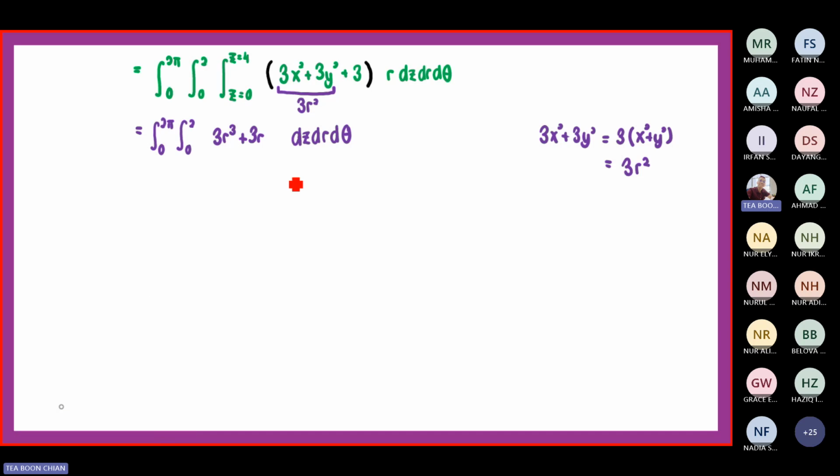First, we want to integrate with respect to z. 3r to the power 3 plus 3r, there's no variable z here, so they are just treated like a constant. Oops, again, I always forget the other integral here, from z equals 0 to z equals 4. So 0 to 2 pi, integrate 0 to 2, integrate with respect to z. 3r to the power 3 plus 3r, put aside. Now I return the variable z here. Evaluate from 4 and 0.